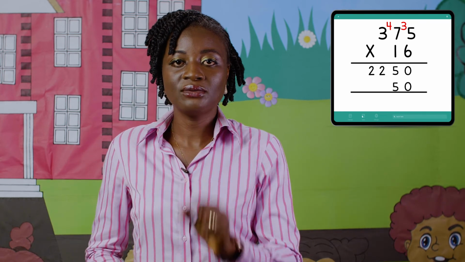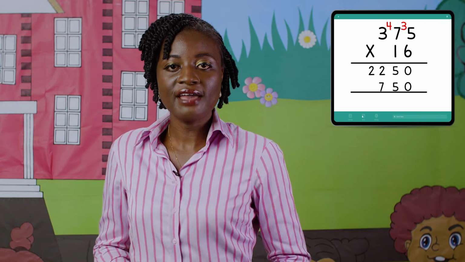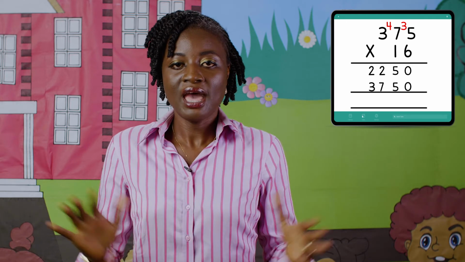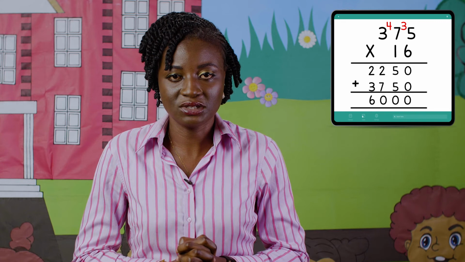I'll write it down. 1 multiplied by 7 is 7. I'll write it next to my 5. 1 multiplied by 3 is 3. I write it next to my 3. I sum the total together and I'll have 6,000.